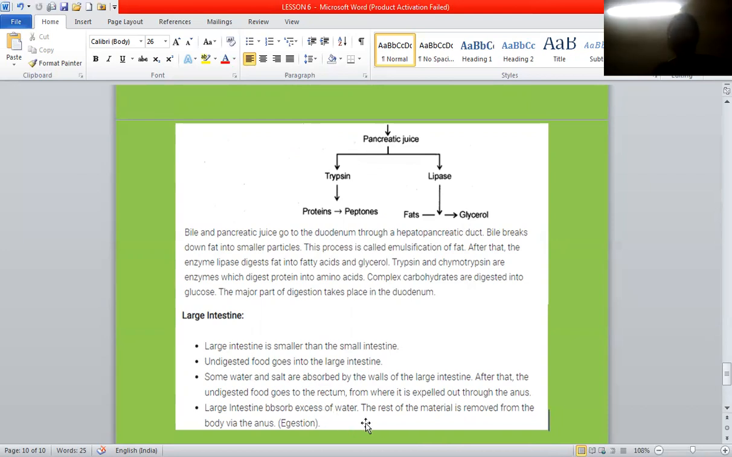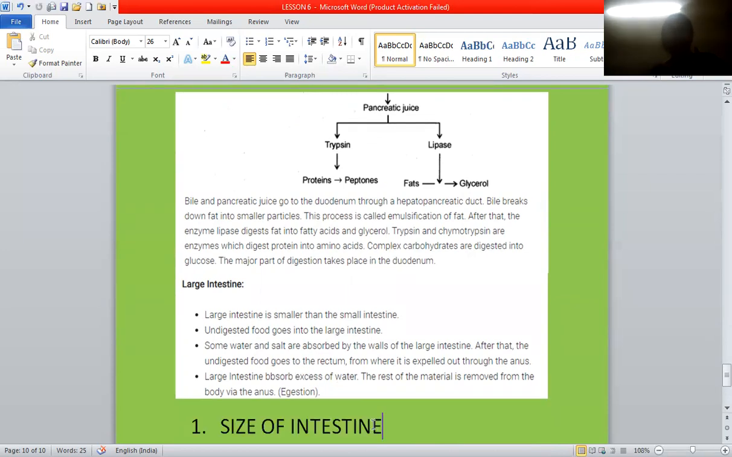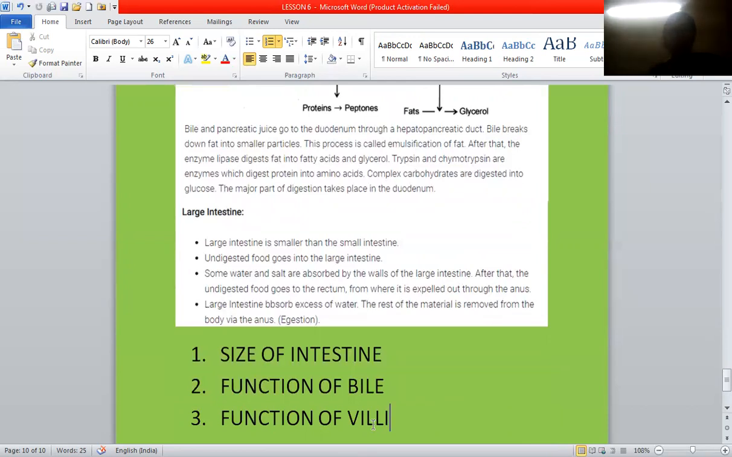Large intestine absorbs excess of water. The rest of the material is removed from the body via anus. I'll explain it again. The length of small intestine is approximately 6 meters. Length of large intestine is 1.5 meters. It does not secrete any digestive enzyme. No digestion takes place. The walls of the large intestine absorb water and necessary salts from the undigested food. The rest of the semi-solid food is expelled from the body through the anus, and this process is known as egestion.